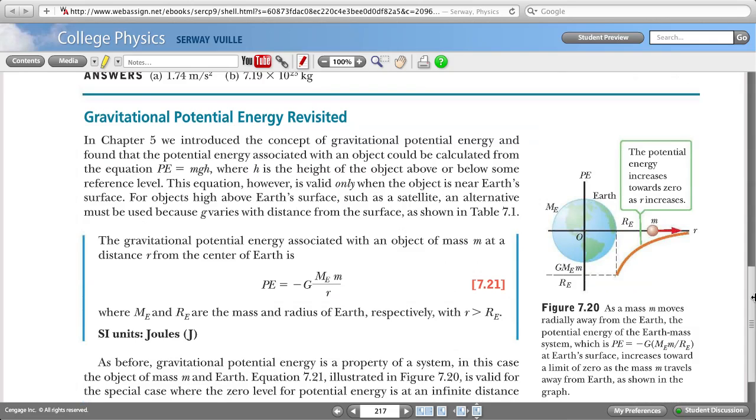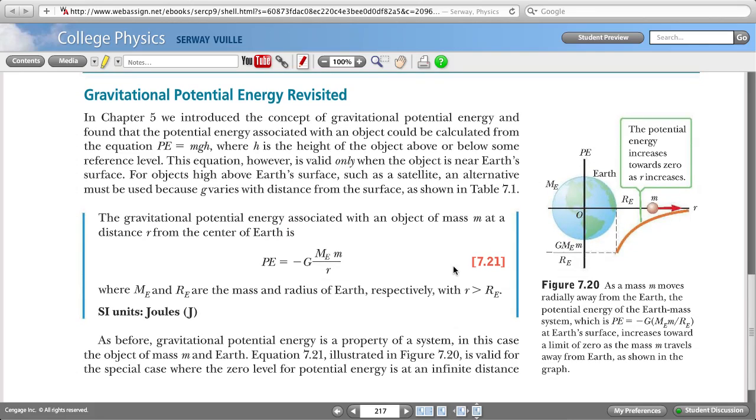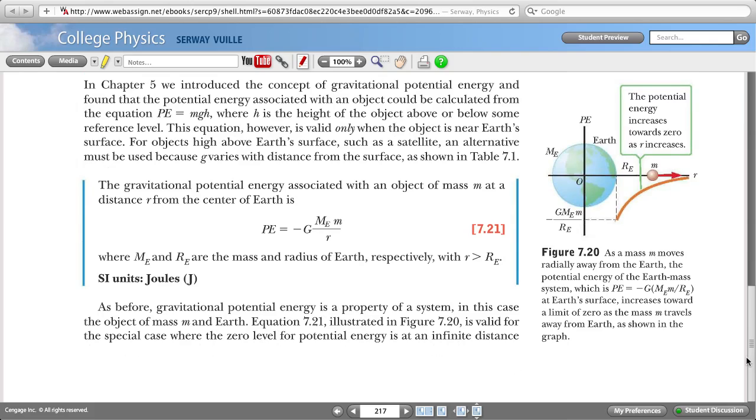Now, how does this work with gravitational potential energy? Turns out it's the same equation, except for two things. One thing is that you're going to have a negative sign on it. The other thing is that you're going to have a radius in the denominator, but not a radius squared, just a radius. So you can use this equation to calculate the potential energy of an object some distance away from another massive object.